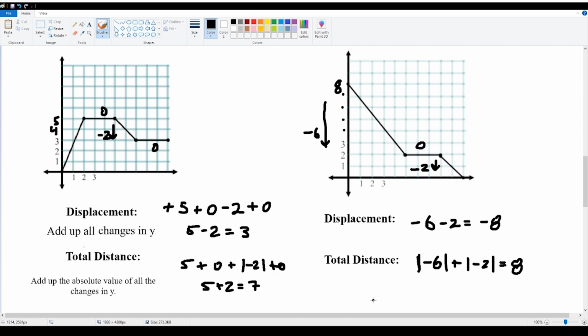Pretty simple concept. It's just important to make sure that you know the difference between the two when you're talking about them. You might have also heard these words used in one of your science classes or physics or biology, maybe even. I don't know. I'm not a science person. Anyway, let's take a look at the Desmos file.